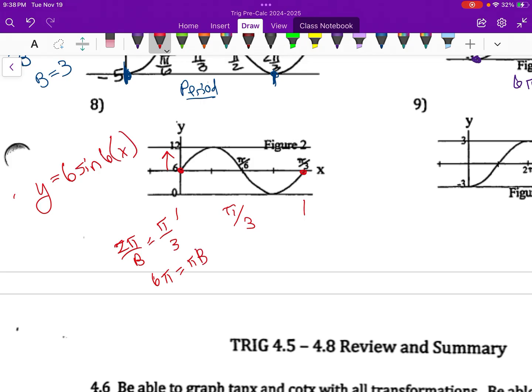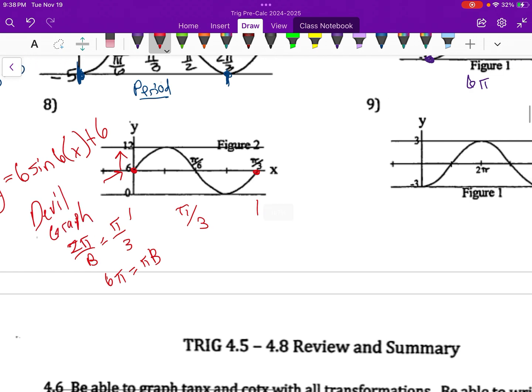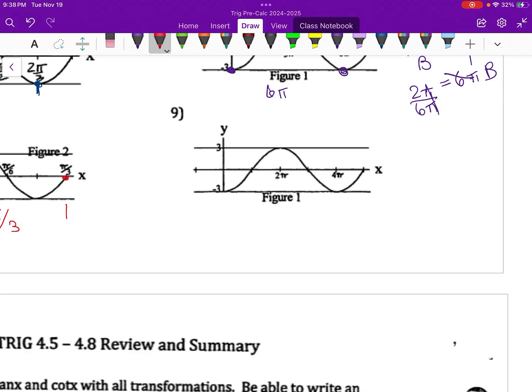Now, the only thing different here is to note that that is a 6, so it's been moved up to 6, and this is the devil graph. Because it's got 3 6s in it. Okay, scary.